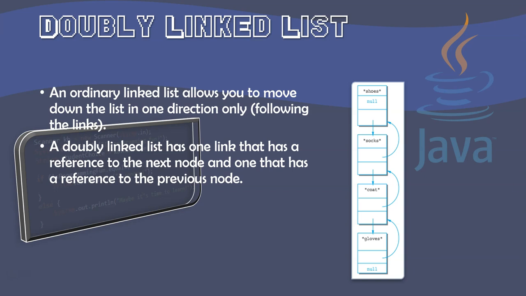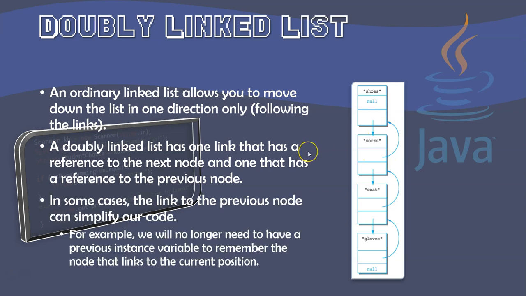If you look at the diagram here, you see, of course, we have the single link coming down, but then there's also a reference coming back up. In some cases, the link to the previous node can actually simplify our code. For example, we no longer need to have a previous instance variable to remember the node that links to the current position. So it's, again, a way to simplify our code and make it a little bit cleaner.